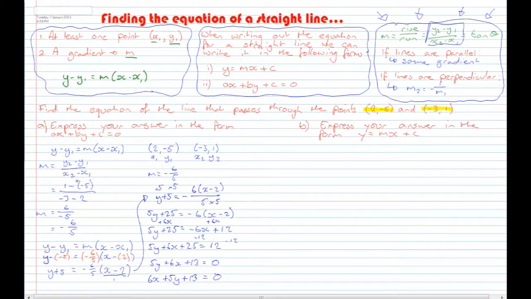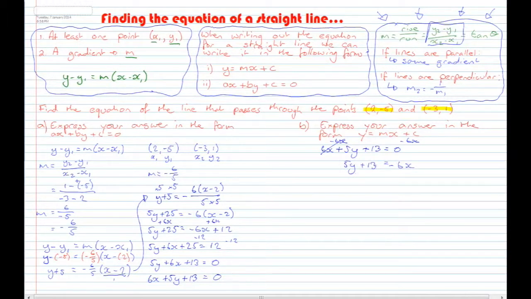Alright, express your answer in the form y equals mx plus c. Let's rearrange the equation that we just came up with, so we'll write that out again. 6x plus 5y plus 13 equals 0. Now we're going to rearrange everything, so let's start off with moving over the 6x, subtract 6x from both sides. These cancel out, leaving us with 5y plus 13 is equal to -6x.